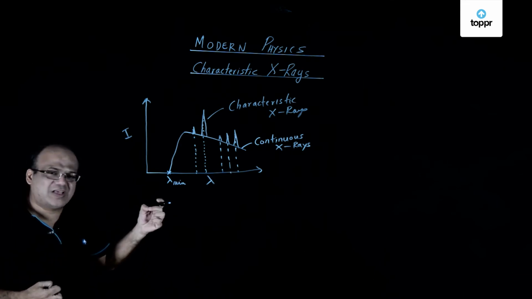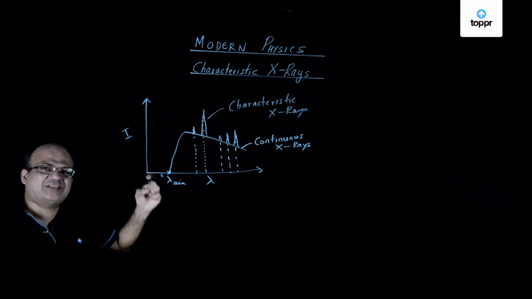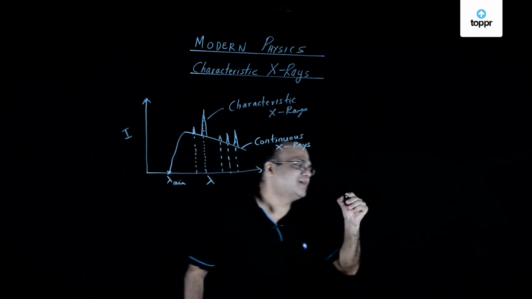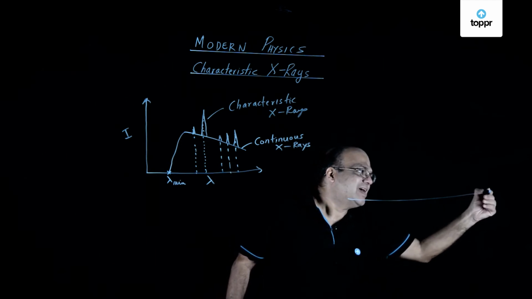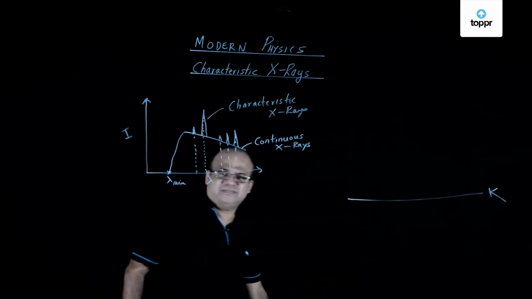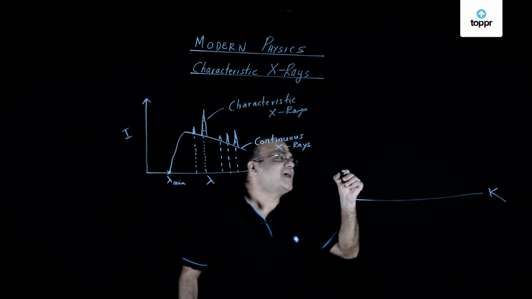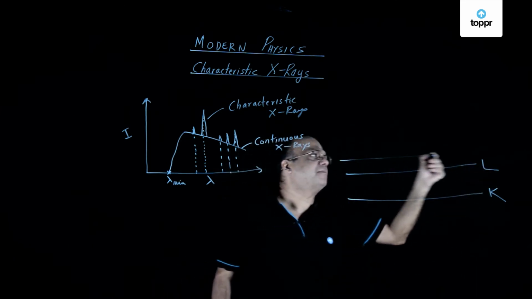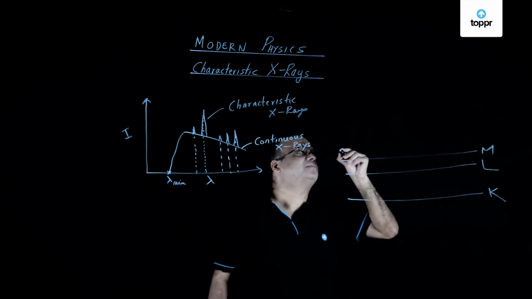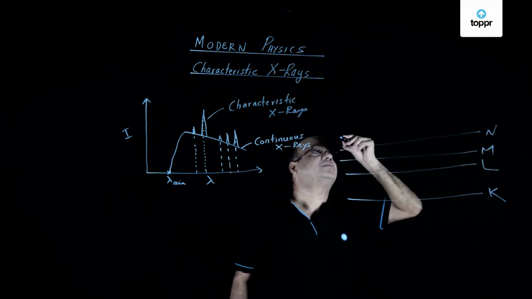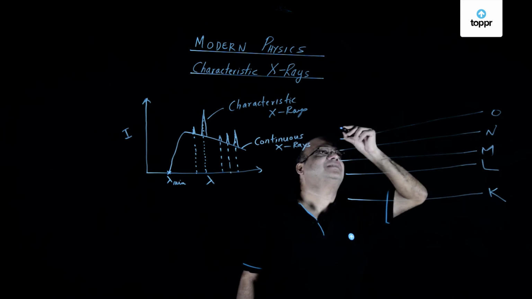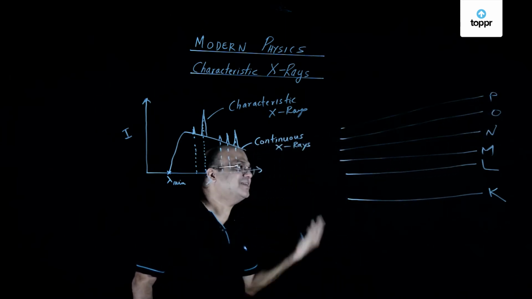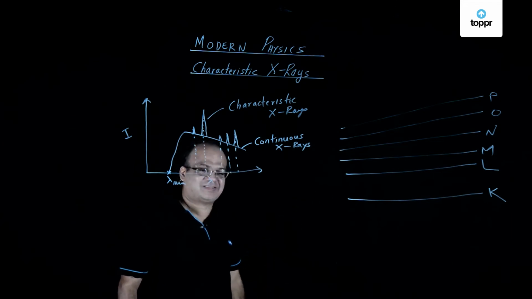For this, we have to look at the energy levels. This is the K shell, right? Above that we have got the L shell, M, N, O, P, right? You know this. The electrons can be in various energy levels given by this diagram.